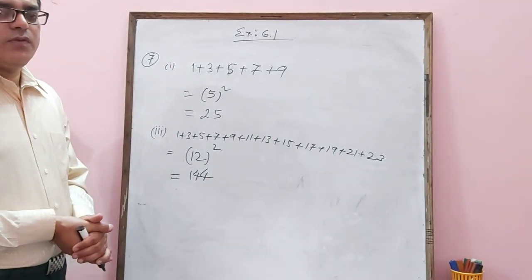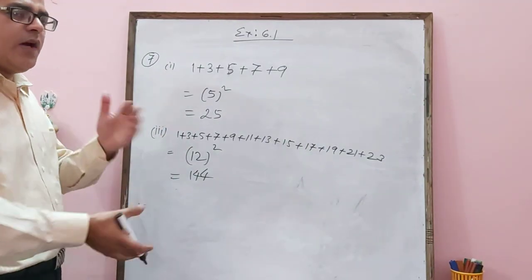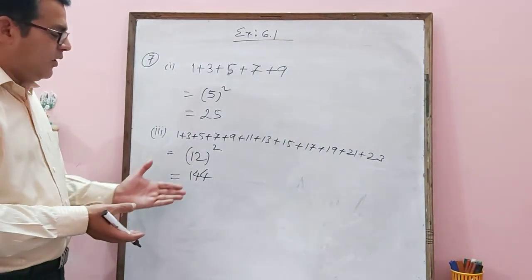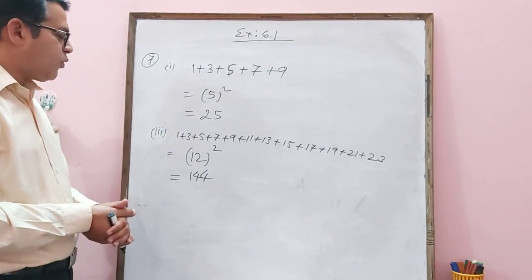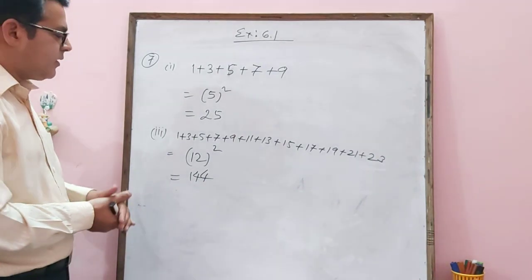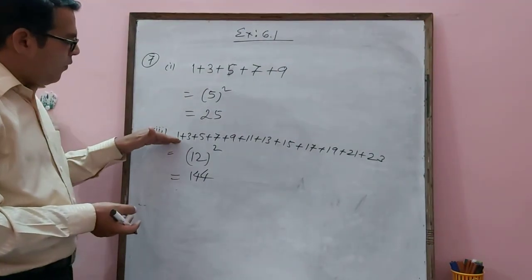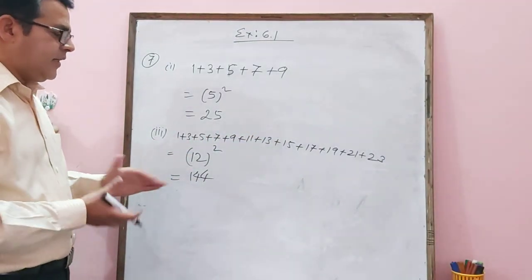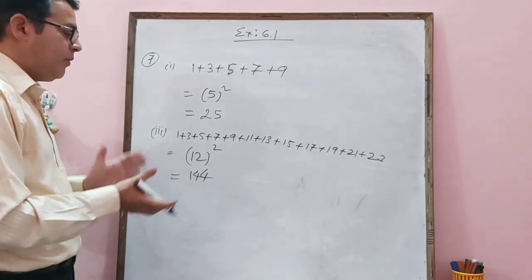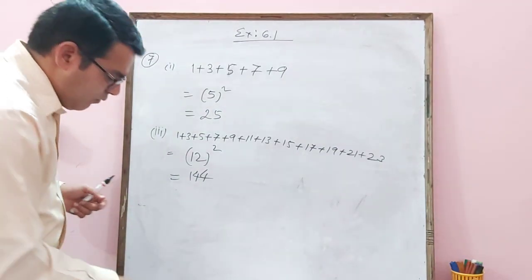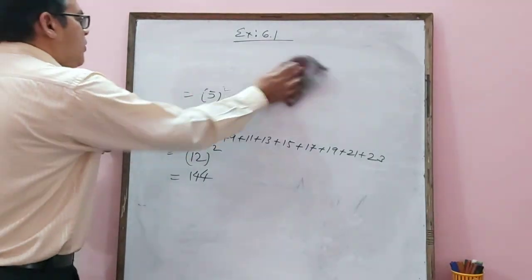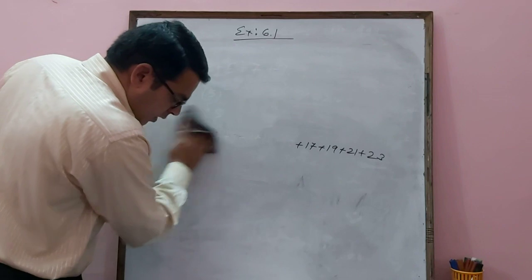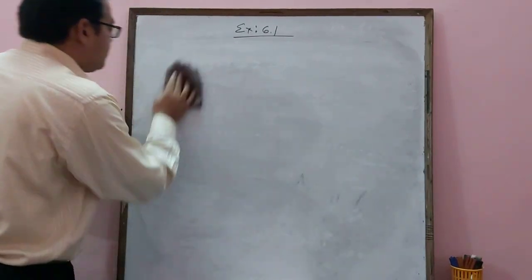144. Just before we discuss how we can find the square of a 2-digit number. So 144 is the square of 12, or we can say the sum of these odd numbers up to 23 is 144. Without adding, we are able to find the sum. Hope you understand. Now question number 8 I am taking here.